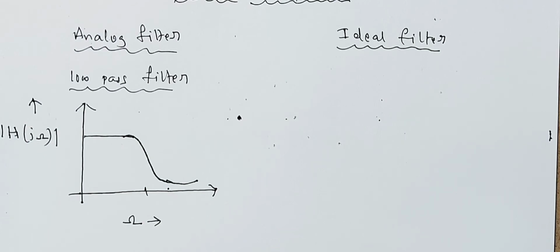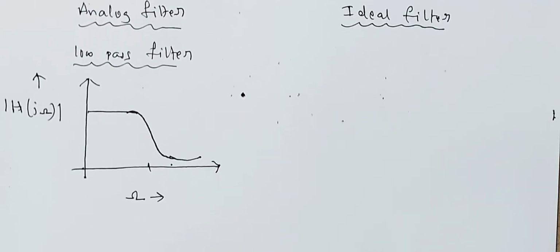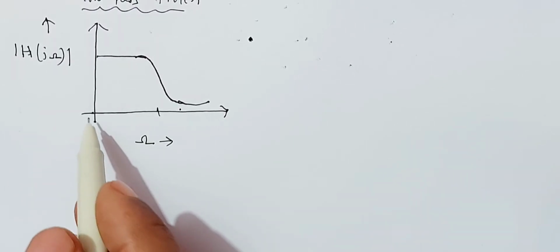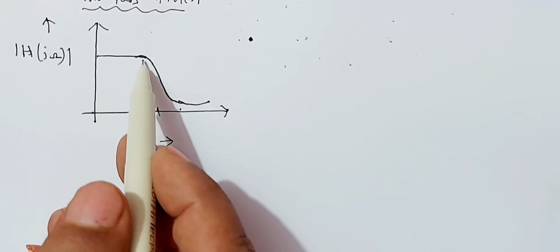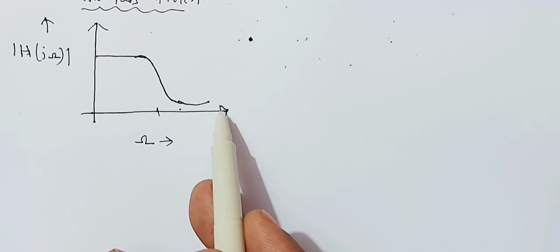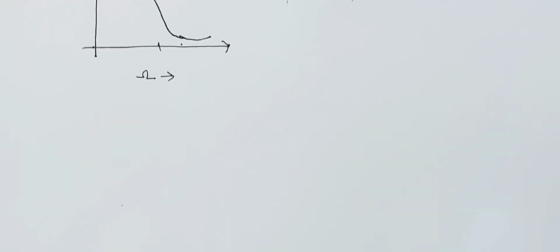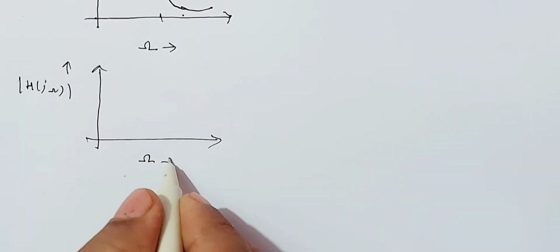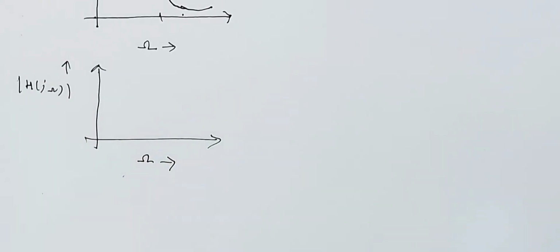I will first write all the possible natures of the filters. This is low pass filter, in which up to low frequency the output is allowed and then decreases to 0. Then I will write high pass filter. So this is a high pass filter. In high pass filter, plot a graph of magnitude, that is H of j omega, along y-axis, frequency along x-axis. Plotting this is called magnitude frequency response.